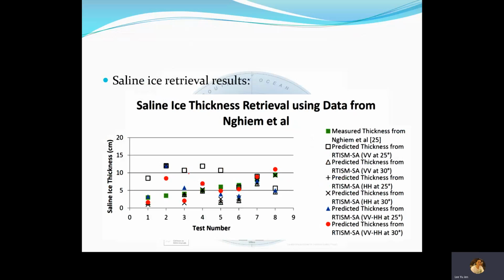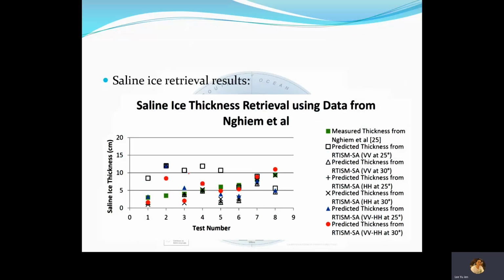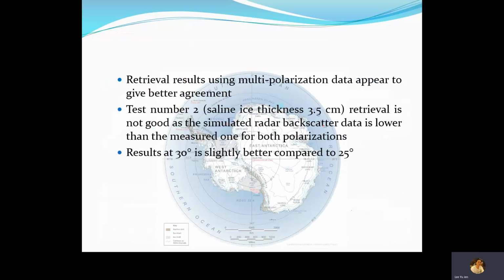This is the retrieval result of the saline ice thickness using the data from Yeong. So the majority of the results appear to give a good agreement within 3 centimeters. And the retrieval result using multi-polarization data, which is the colored one in this graph, appears to give a better agreement compared to single polarization radar backscatter data.